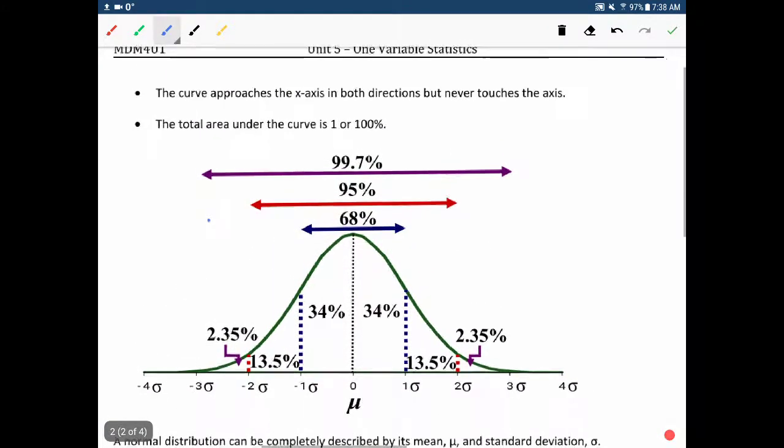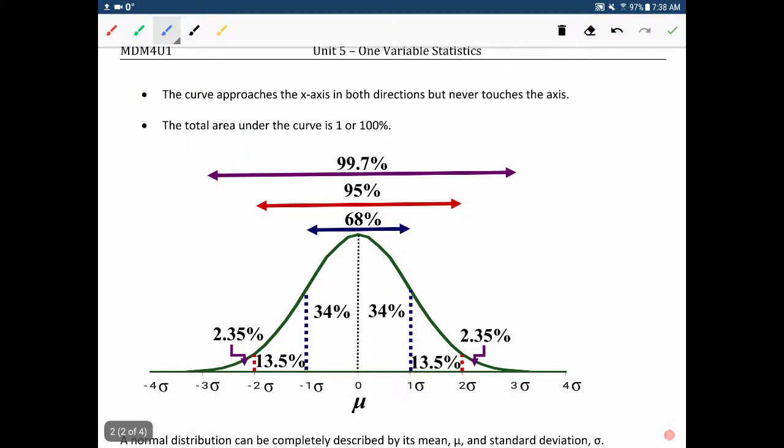All right. Okay, the curve approaches the x-axis in both directions but never touches the axis. So that's worth mentioning. So if we look at the ends here, this x-axis in both directions is an asymptote. It never actually reaches that. And that's because theoretically you could go forever in each direction.